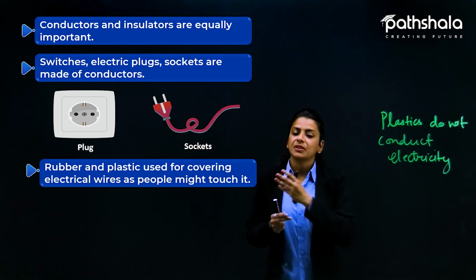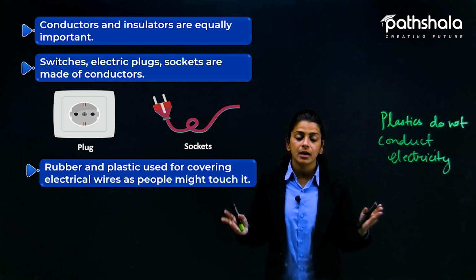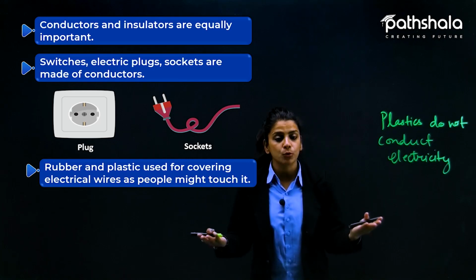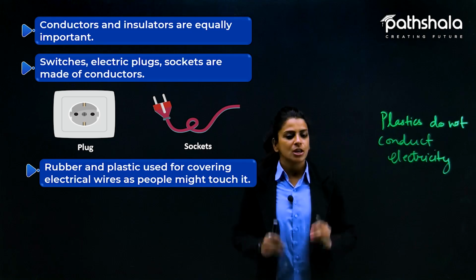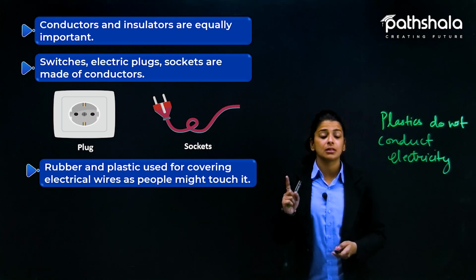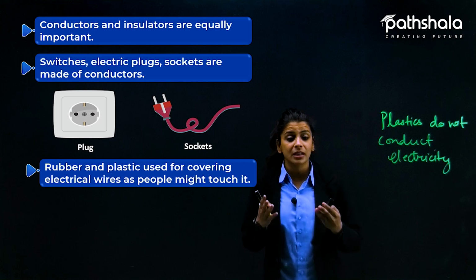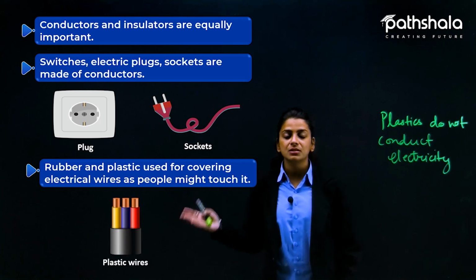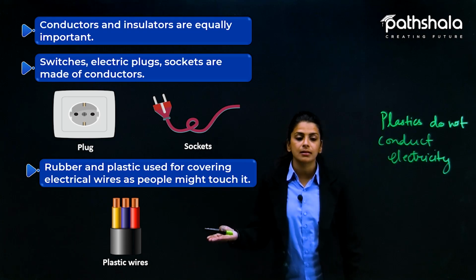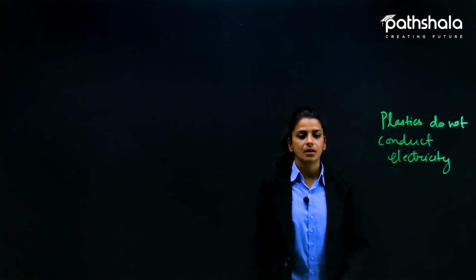But if the plastic covering is not there and the metallic wires are exposed, when you try to touch them, you might get an electric shock. So these things are very important things to be taken care of. Yeah, so these are the plastic coverings that we see on the wires at our home.